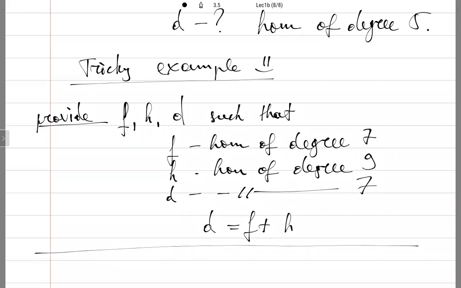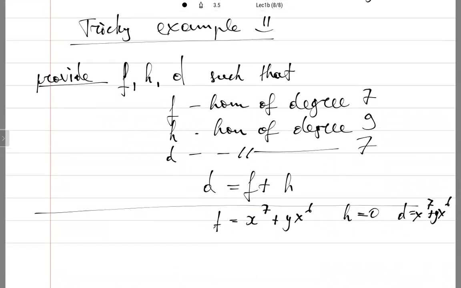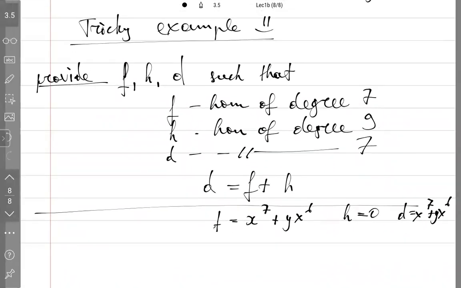Yeah, okay. If f is x to the power 7 plus y x to the power 6, h is just 0, because the 0 function will be homogeneous of any degree, of 9, of 10.5, of 2021. And d is x to the power 7 plus y x to the power 6. Yeah, a 0 function is an exception. You may say it's homogeneous of degree 5, you may say it's homogeneous of degree 10, and so on. Every statement is correct.